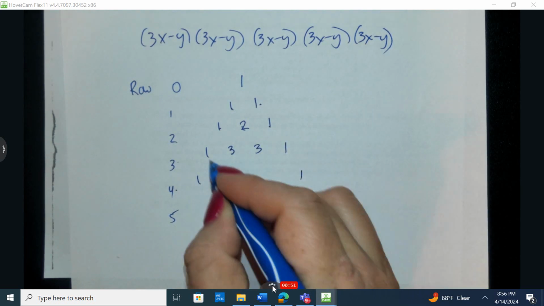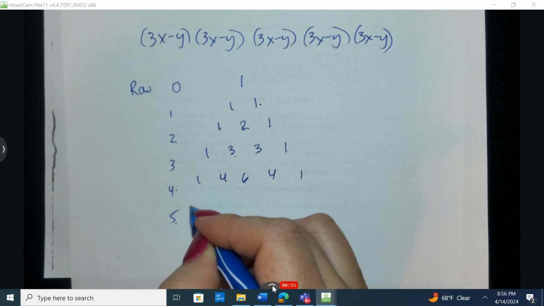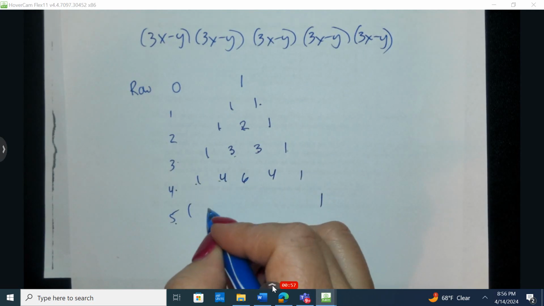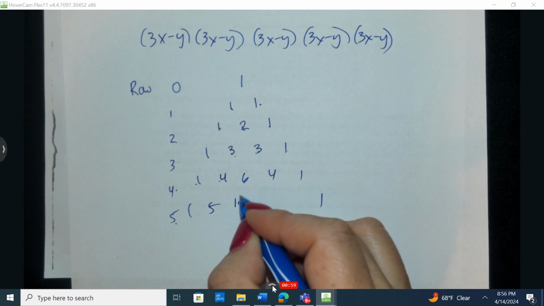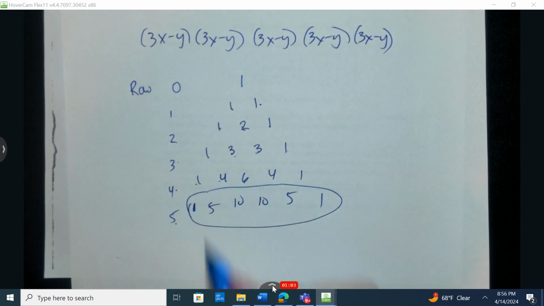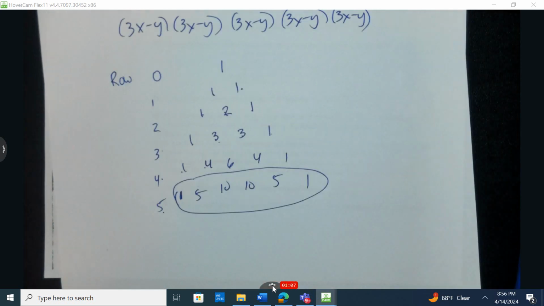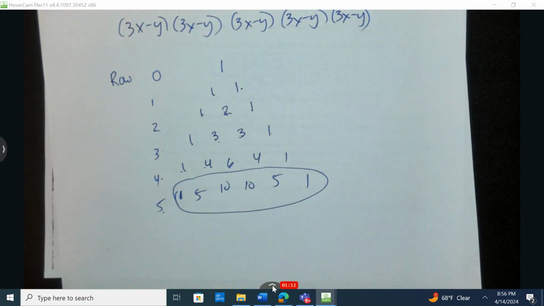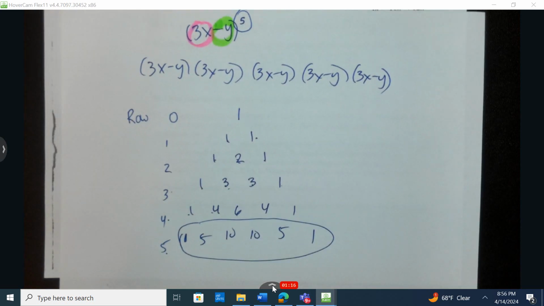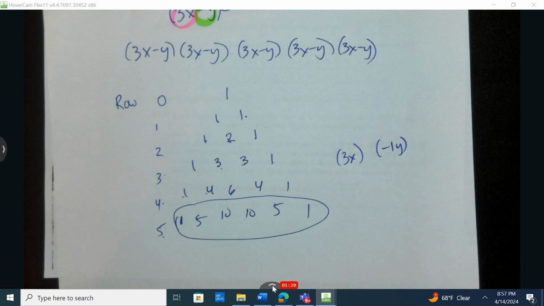4, 1 in front, 1 in back, 1 plus 3 is 4, 3 and 3 is 6, 3 and 1 is 4. Fifth, 1 in front, 1 in back, 1 plus 4 is 5, 10, 10, 5. These are going to be my coefficients. Okay, now I also need to come up here, and I have a front term and a back term, and we can see those. So down here, this is my front term, and this is my back term.